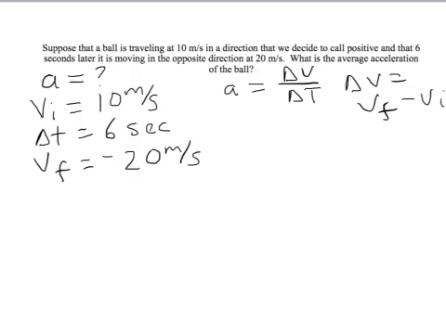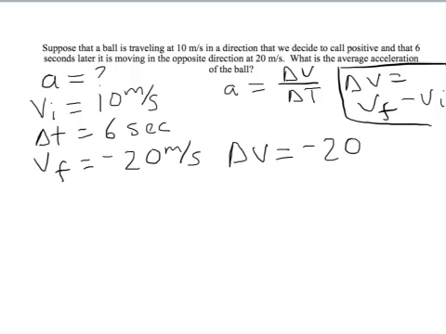So I ask myself, which formula am I going to use first? And I think I will use delta v equals vf minus vi first because I know both the final and initial velocity. So delta v is, and this is where I have to be careful with my signs, negative 20 minus 10. And I know that negative 20 minus 10 equals negative 30 meters per second for delta v.